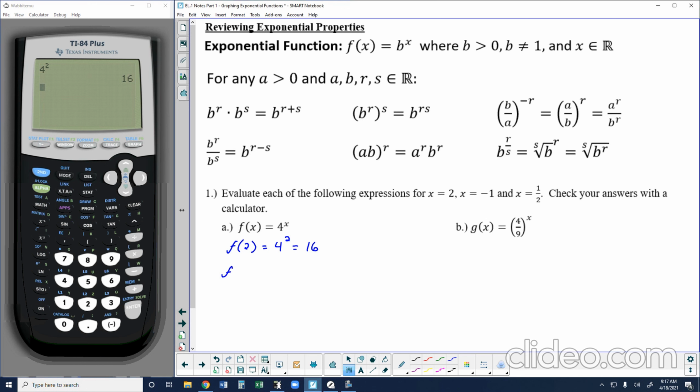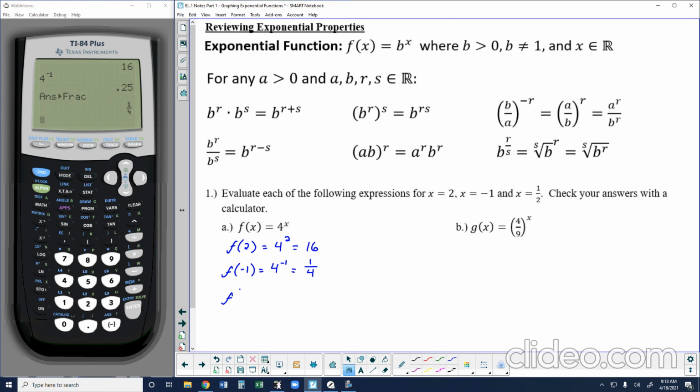f of negative 1, so our next x value is negative 1, would be 4 to the negative first power. And we know that 4 to the negative first power would take the reciprocal of 4, and this would be 1 over 4. Again, we can check that in the calculator. The calculator is going to give it to me as a decimal, but I can convert that to a fraction and see that it is, in fact, 1 over 4.